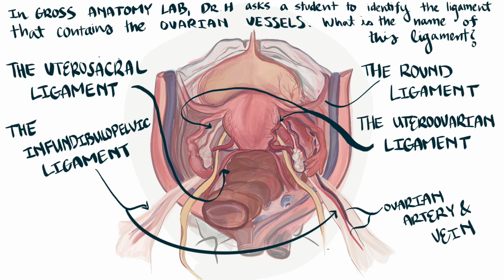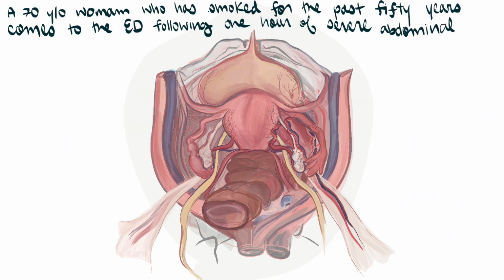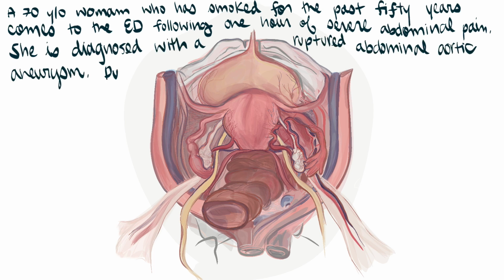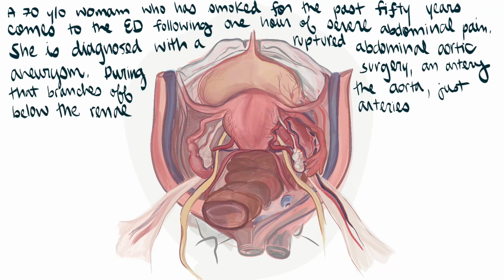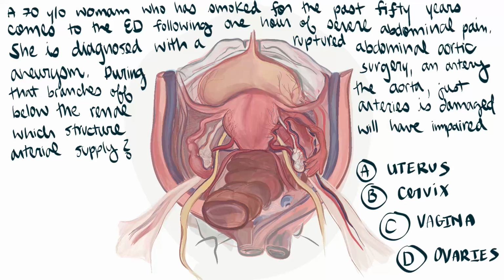Next question. There's a 70-year-old woman who smoked for the past 50 years. She comes to the ED following 1 hour of severe abdominal pain. She has a ruptured abdominal aortic aneurysm. During surgery, there's an artery that branches off of the aorta just below the renal arteries. It's damaged. And what structure will now have impaired arterial supply? Your options are the uterus, the cervix, the vagina, or the ovaries.